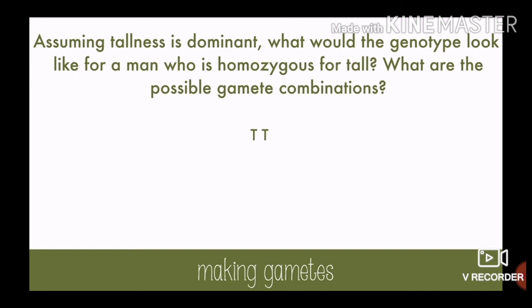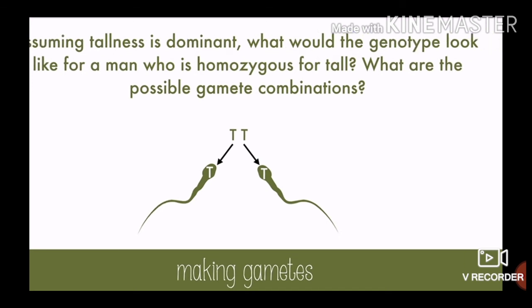Again, you can choose any 2 letters you like, but I'm going to use T for tall. When gametes form, only half of the DNA is in each cell, so only 1 allele can go to each of the sperm that are formed. There's only one possible gamete combination in this case, capital T, the tallness gene. But let's try another case.